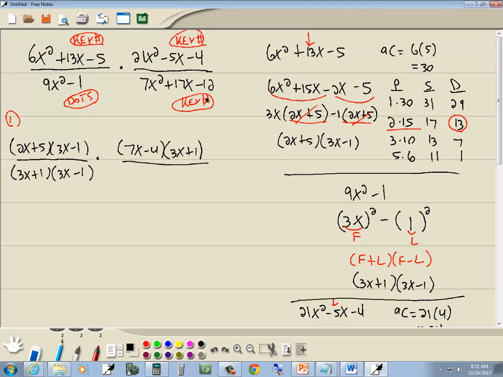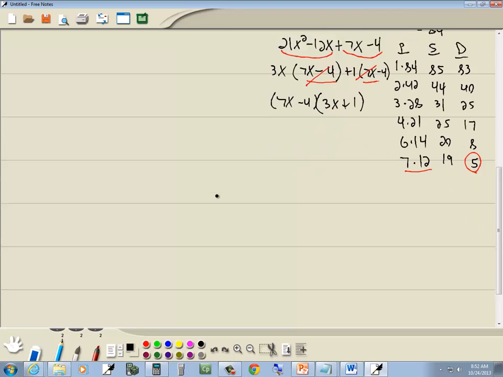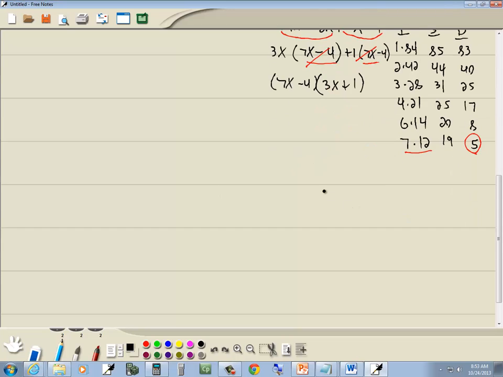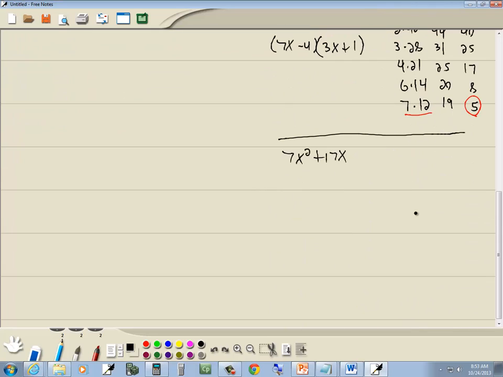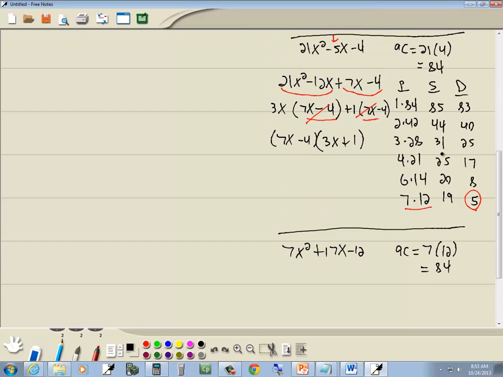Okay, so let's factor this last one. 7x squared plus 17x minus 12. Again, key number. Take the number at the beginning times the number at the end. So I got 7 times 12. Notice I'm ignoring signs. And that gives us 84. Did we just do 84? We did.